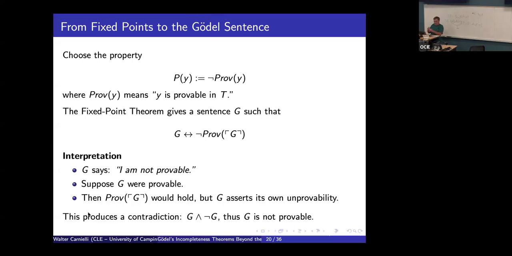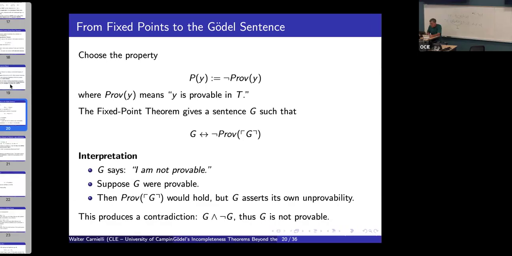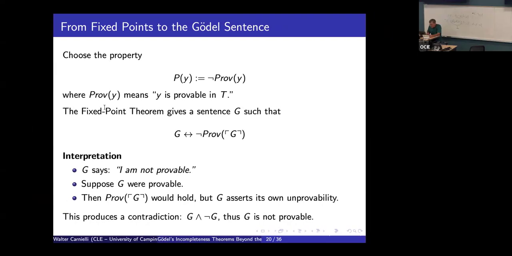Now, if I start from this fixed point and I choose the property P to be not provable, where proof, like the Beweis from Gödel, means provable in T, the fixed point theorem gives me a sentence G such that G is equivalent to saying: I do not prove the name, the code of G. So I'm starting from this.